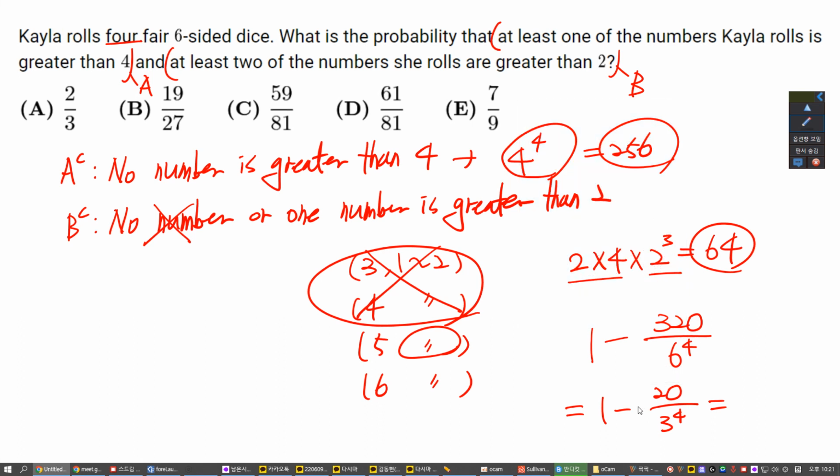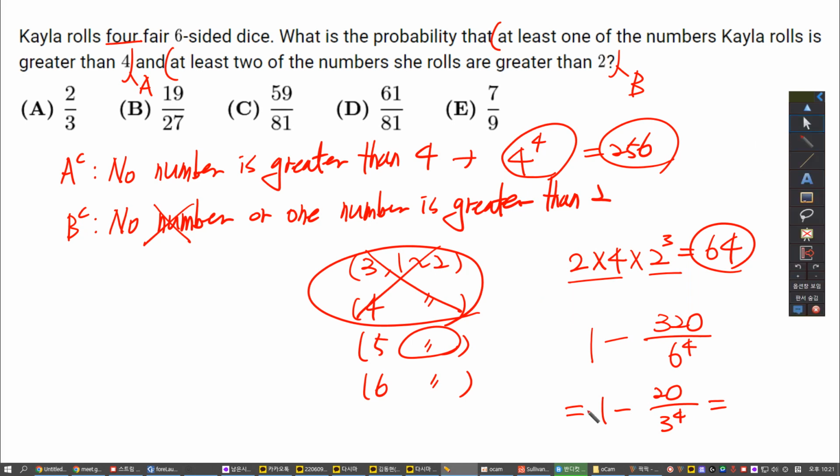Yeah. So subtract this complement. So can you find the fraction in the choices? It's like 20 over 81. So, yeah, can you subtract 20 over 81? Yeah, D. Yeah, 61 over 81 is the answer.